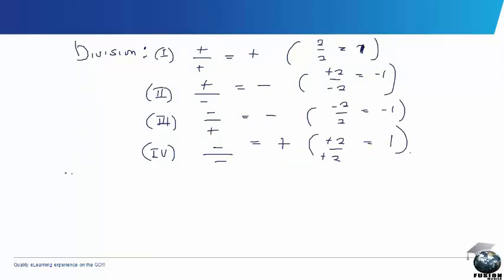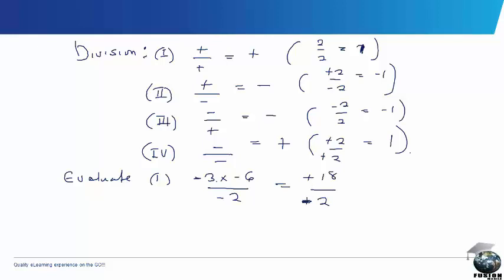Example: assuming you are told to evaluate 1 minus 3 times minus 6 all over minus 2. When you want to do your multiplication, start with the signs and then the digits. Minus times minus gives you plus, and then 3 times 6 gives you 18, and then you bring down your minus 2. What happens when negative and positive signs are related? The outcome will start with negative, and then 18 divided by 2 will give you 9.